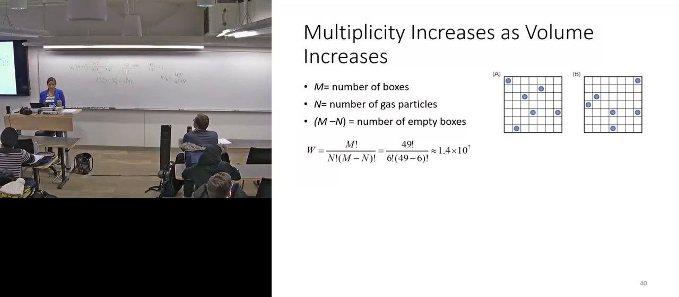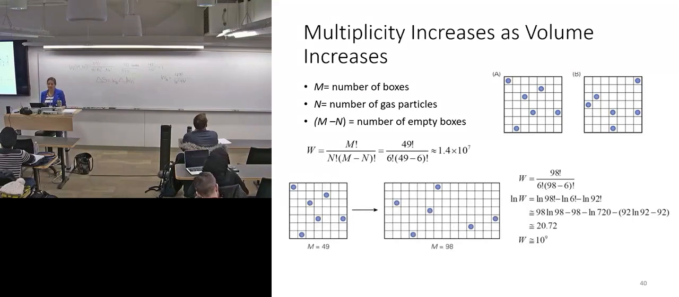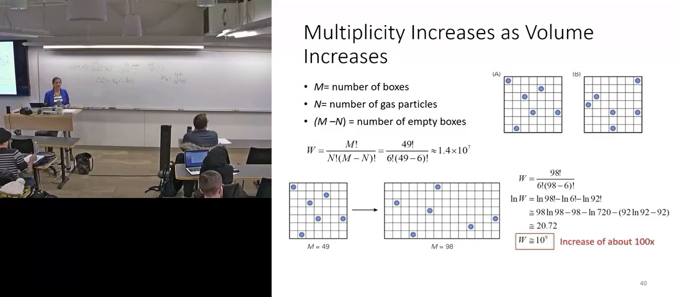If we increase the volume, such as our expansion work condition, let's say we go from 49 to M equals 98. In this case, the calculation is done with Stirling's because 98 is just about 100. Like I said, I will always tell you on homework or exams if I want you to use Stirling, but roughly when N is approximately 100 is when you should start using it to do your factorials. We calculate a multiplicity of about 10 to the 9th. It's an increase of about 100 times.